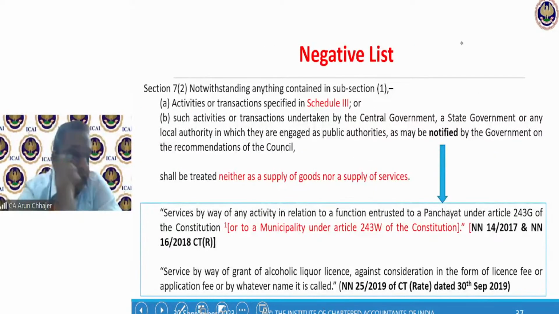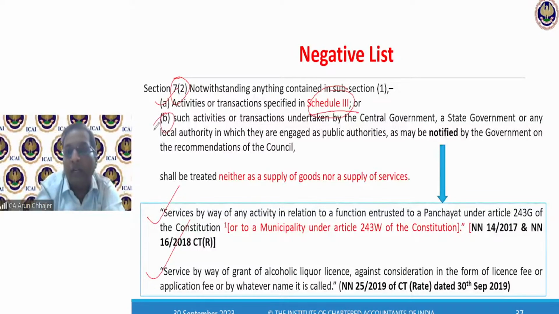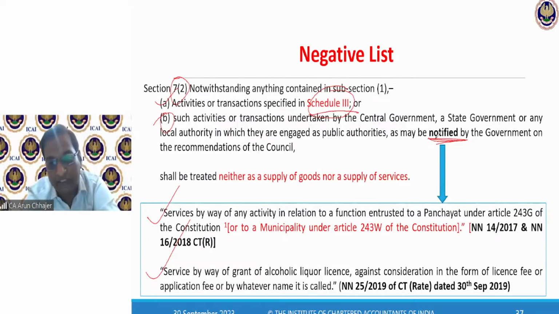Now, the following 2 activities are also considered as negative list. It has been clarified or added by way of notification, not in the schedule 3. There are 2 separate activities. If you read section 7 subsection 2, clause A talks about schedule 3, clause B talks about the power of the government to issue the notification.